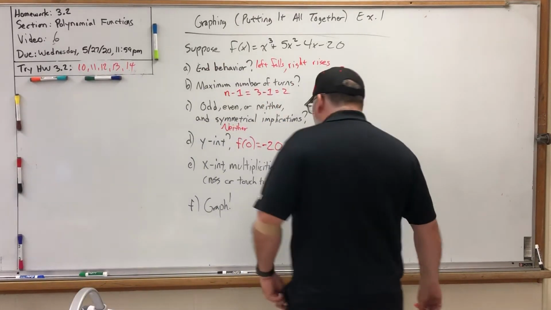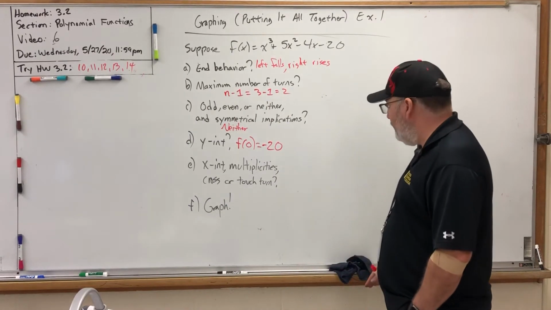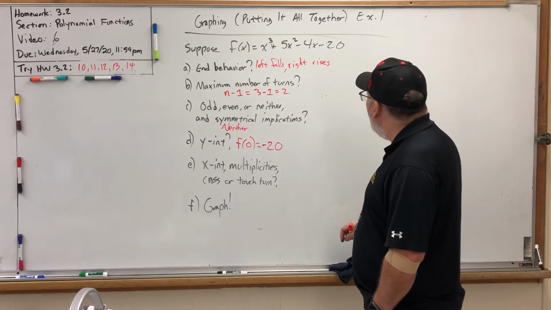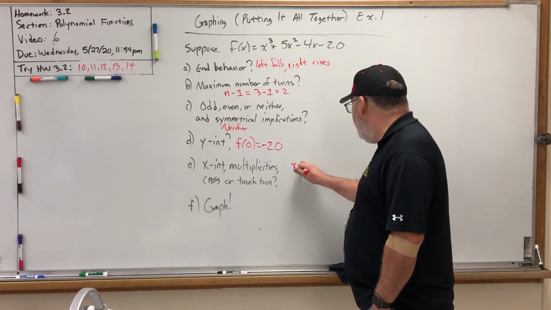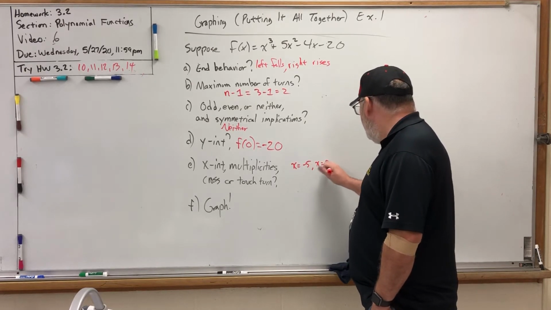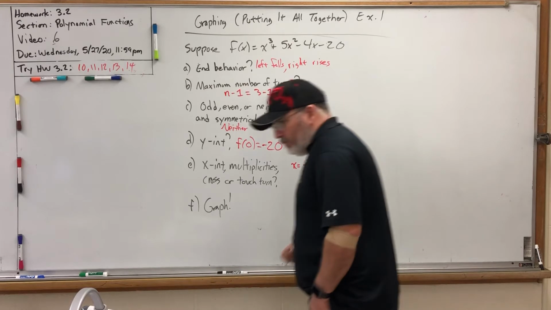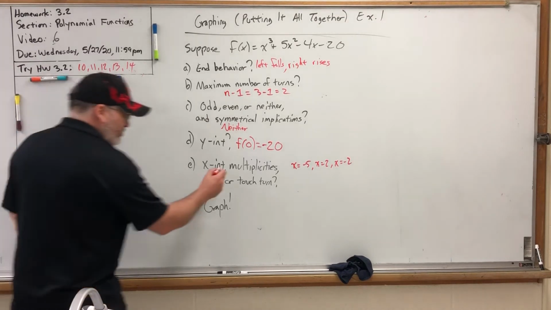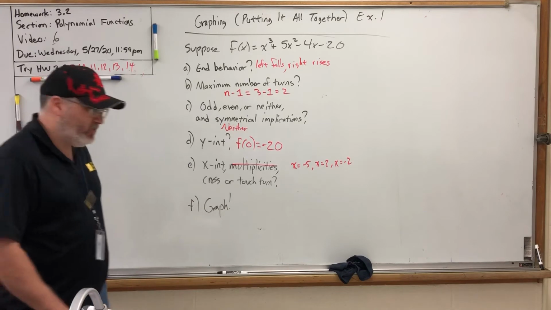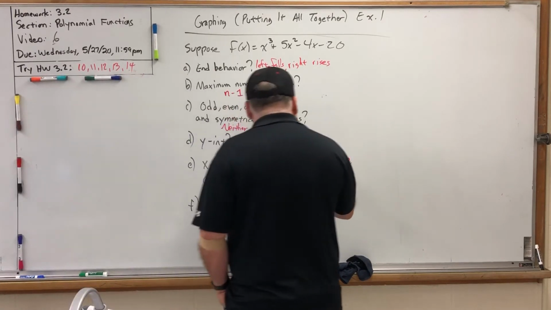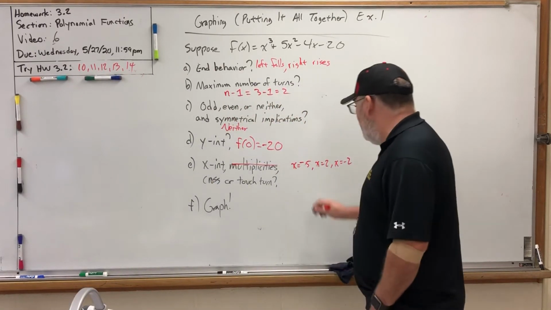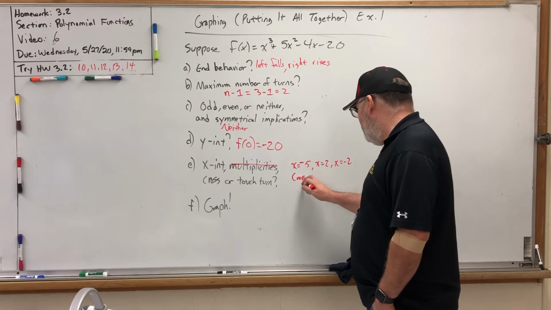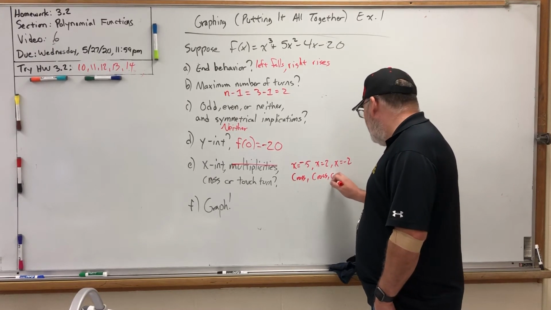What are the intercepts? Well, we already listed all those, but I'll write them again. I believe they were negative 5, 2, and negative 2. And let me check something real quick on this homework question. On this question, it doesn't actually ask you the multiplicity, it just asks you cross or touch, which is a consequence of the multiplicity being odd or even, but all of these had an odd multiplicity, which means it crosses, crosses, and crosses.